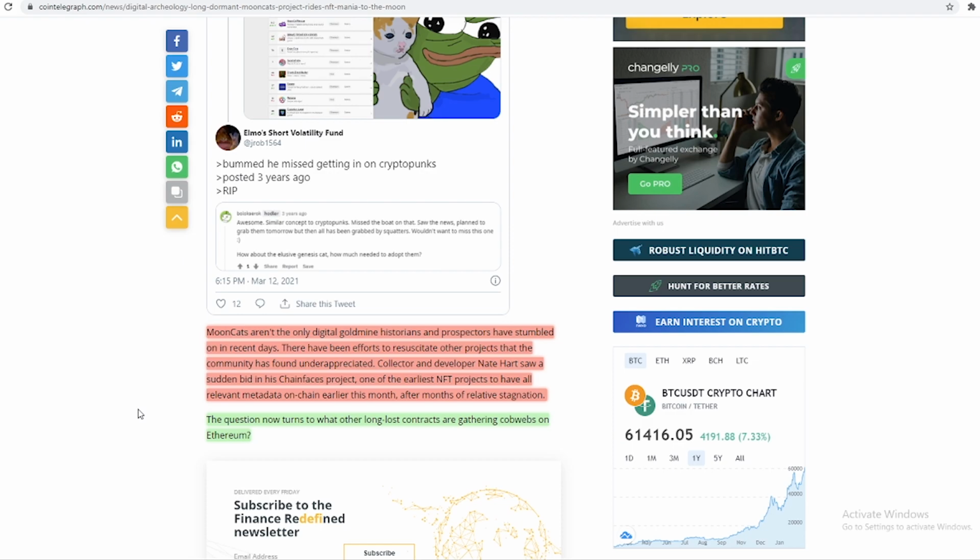There have been efforts to resuscitate other projects that the community has found underappreciated. Collector and developer Nate Hart saw a sudden bid in his Chainfaces project, one of the earliest NFT projects to have all relevant metadata on-chain, earlier this month, after months of relative stagnation. The question now turns to what other long-lost contracts are gathering cobwebs on Ethereum.